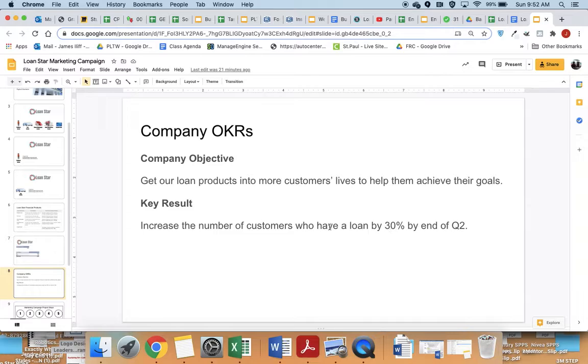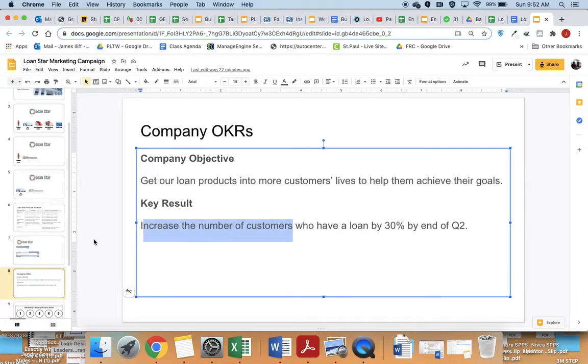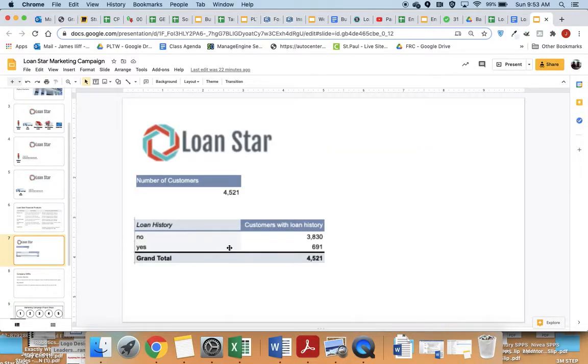Well, where do you start with that? You need to know the number of customers so you know how many need to be increased. Well, if we go look at the data, we say, hey, here are the total number of customers that Lone Star works with, 4,521. So they're kind of a small bank. Wells Fargo, for instance, has hundreds of thousands of customers. They have 4,500 customers, so they're a pretty small bank.